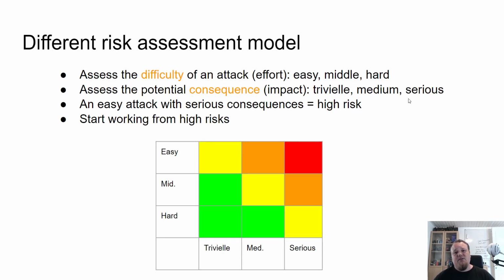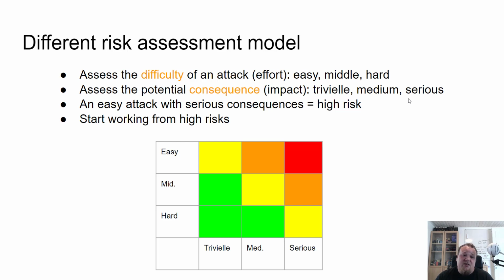And your last risk assessment for you, this is a different risk assessment model. It's a little easier to understand, and it only contains some colors, and this is called the risk assessment matrix. So first of all, you need to assess the difficulty of an attack. It's called the effort: easy, middle, hard. So that's what you're going to see on the vertical lines. It's the easy, middle, and hard part. Assess the potential consequence. It's called the impact. It's trivial, medium, or serious. That is the horizontal part, which is down below: trivial, medium, and serious.